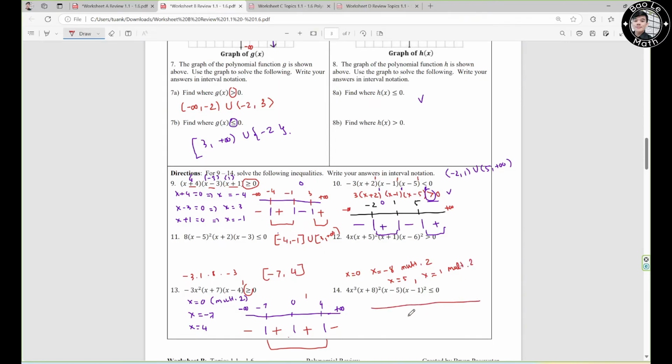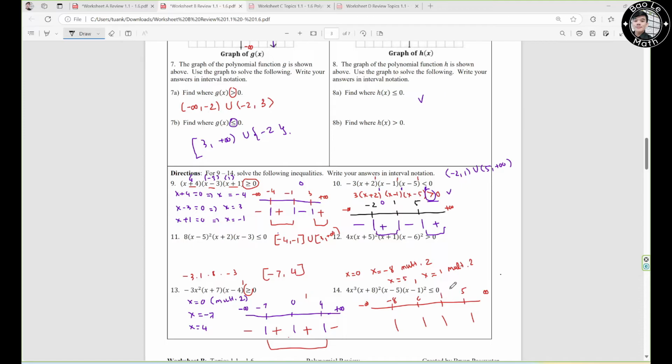So I draw a number line. I place all these numbers on the number line. So it could be negative 8 goes first, and then 0, the next one 1, right? And then the last one should be 5, right? So I draw the line right here. Put positive infinity right here, negative infinity right here.